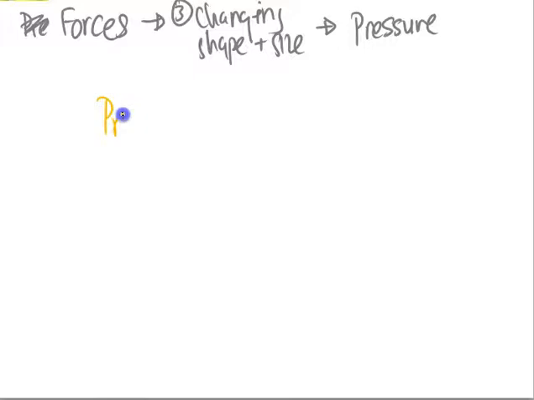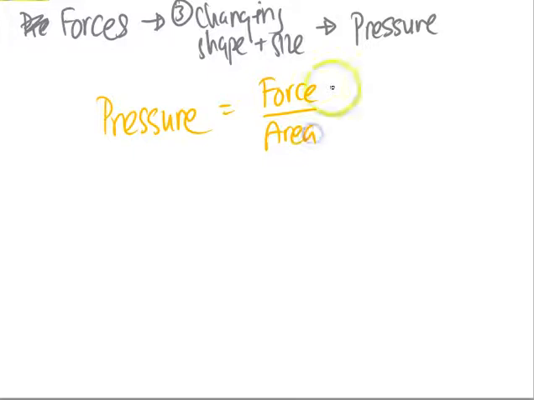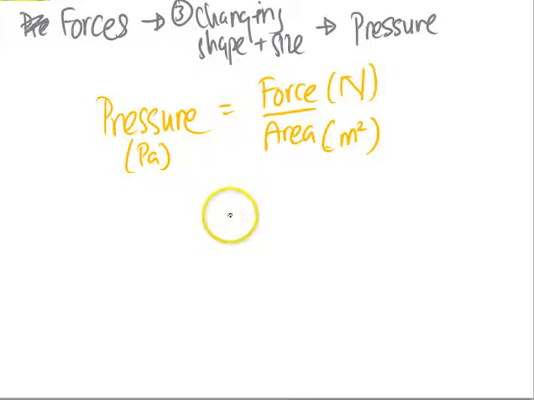What's the formula? Pressure equals to force divided by area. It's actually the force per unit area. The unit for pressure is in Pascal. For force, the unit is in Newton. And for area, the unit is in meter square. So take note of the SI units over here.